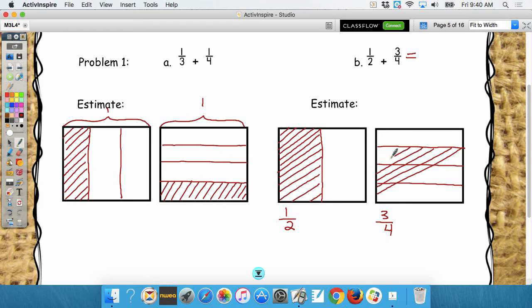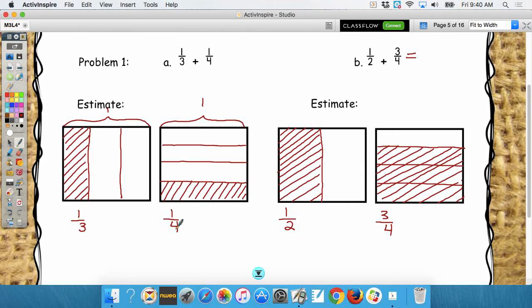Okay, so once you get yours shaded, put your marker down and let's talk about this. We're going to compare the two. So this is 1/3 and 1/4, correct? You don't have to write this down. Okay, put your marker down. So what differences do you see between problem A and B?